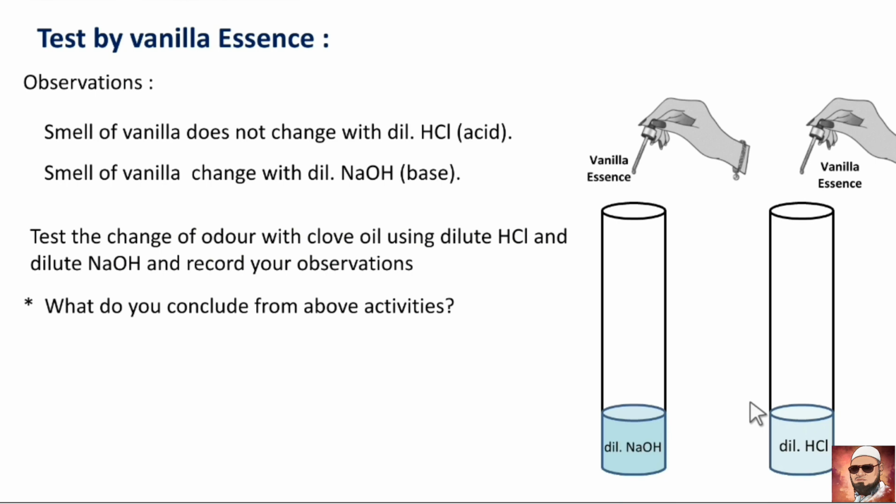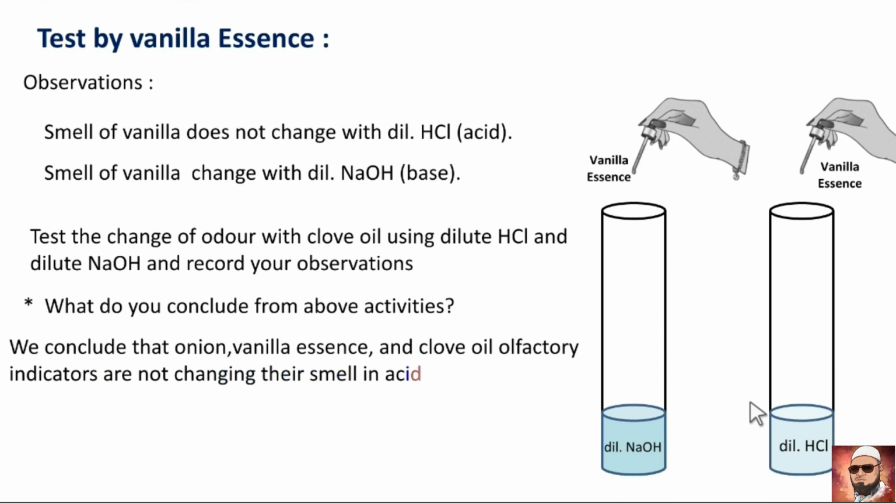So what do you conclude from the above activities? From the above activities we conclude that onion, vanilla essence and clove oil olfactory indicators do not change their smell in acidic media but change their smell in basic media.